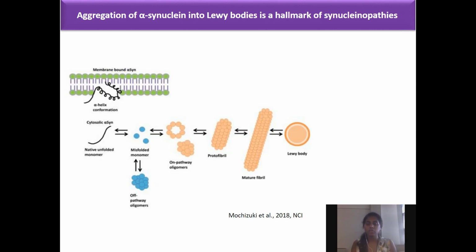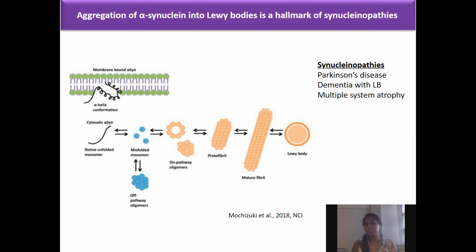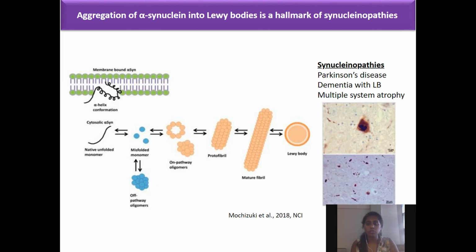And since α-Synuclein is an ubiquitous part of Lewy bodies, diseases which are characterized by the presence of Lewy bodies are called synucleinopathies. And they are Parkinson's disease, dementia with Lewy bodies, and multiple system atrophy. And here is an image of a diseased brain showing deposition of Lewy bodies which are stained with α-Synuclein. So Lewy bodies can be large cytosolic aggregates or they can be neuritic threads. In the case of aggregates, if they are in cell bodies, they are called Lewy bodies, and if they're in neurites, they are called Lewy neurites.